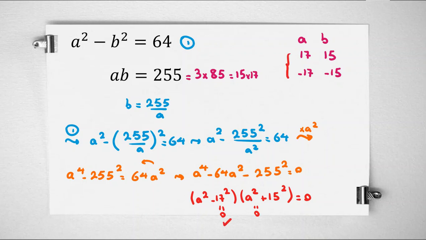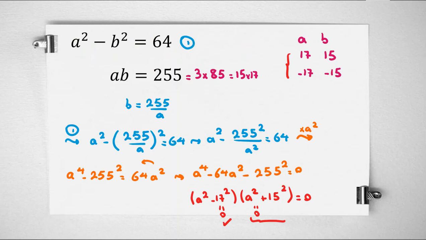We've checked this here. Now let's consider this other case. A squared plus 15 squared equals 0. So A squared equals negative 15 squared. And we can conclude what? We can conclude A equals plus or minus 15i.